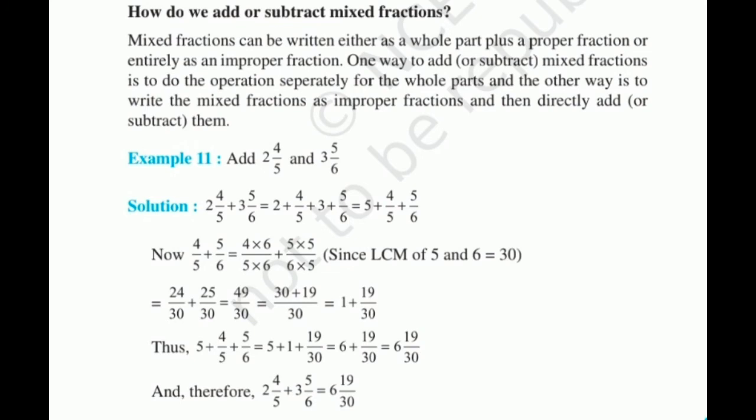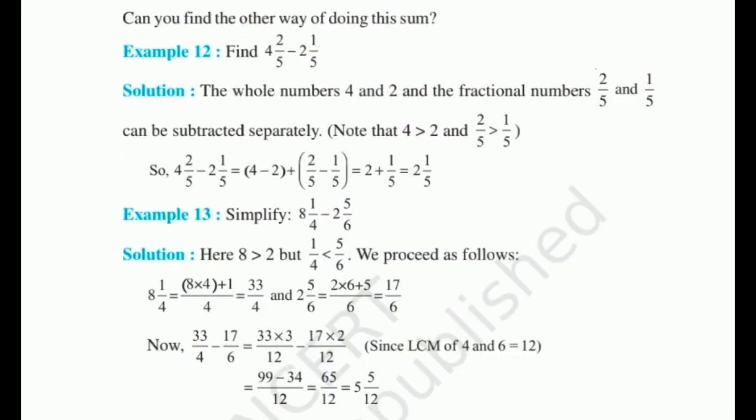So 49 can also be written as 30 plus 19, which is 30 by 30 can be written as 1 plus 19 by 30. Thus we were having 5 plus 4 by 5 plus 5 by 6. So the answer will be 5 plus 1 plus 19 by 30, which is 6 19 by 30. And therefore 2 upon 4 by 5 plus 3 upon 5 by 6 can be written as 6 upon 19 by 30. Can we find another way of doing this sum?